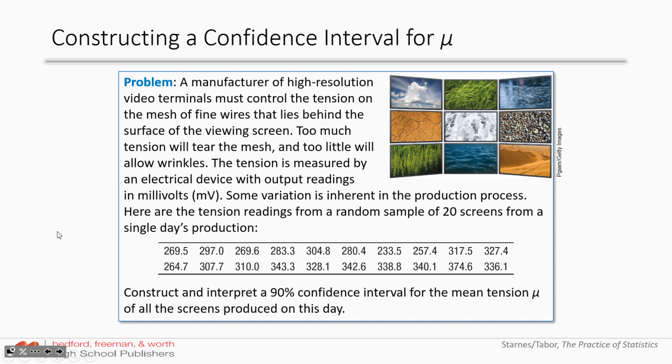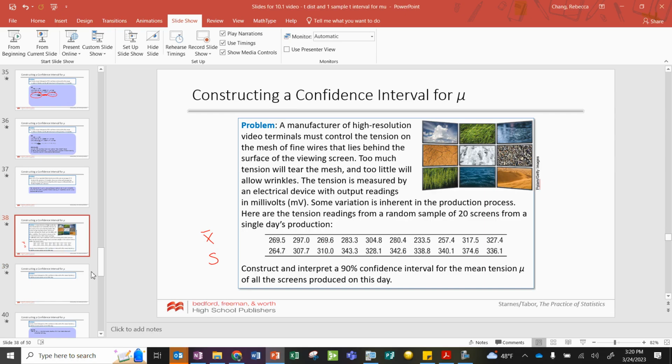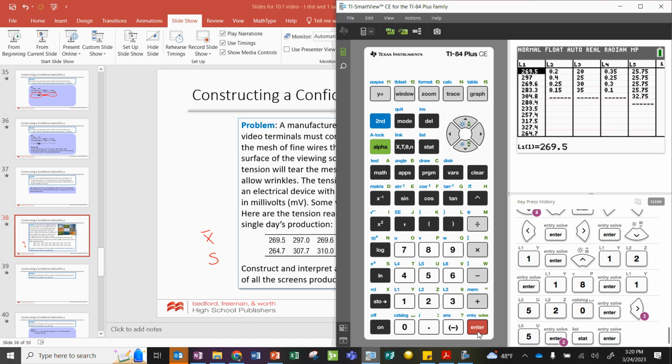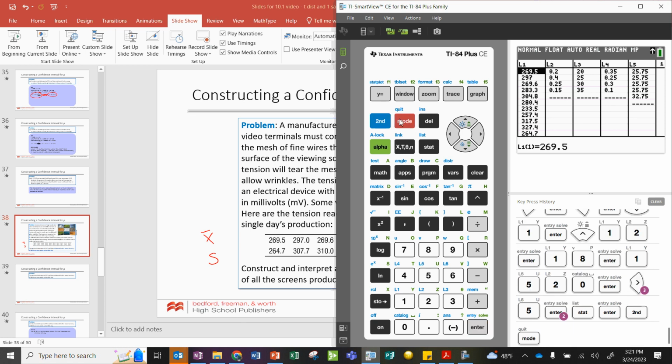All right, in order to do that, I need the sample mean and the sample standard deviation from this data. So I'm going to type all this data into my calculator, right? Let me go to my calculator, stat, edit. All this data is here in L1 for me. I typed that in before. So I have all my data in L1, or whatever list you want.